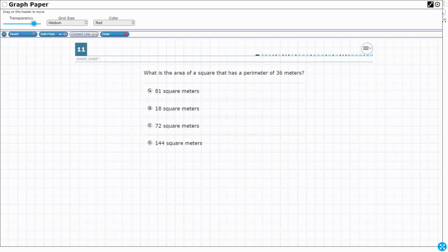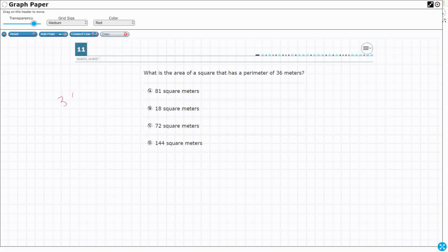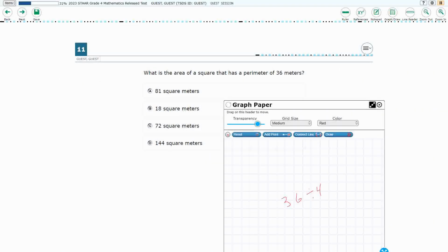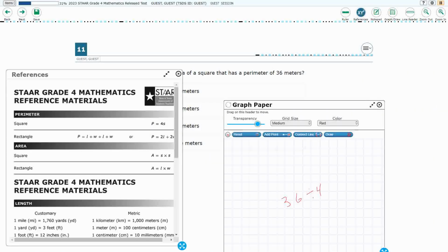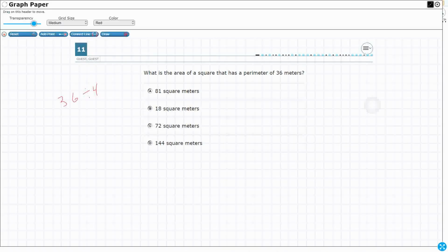So how can I draw a square that has 36 meters of perimeter? Well, I need to take my 36 meters of perimeter and divide that by 4. I know that because the perimeter of a square, see that very top, is 4 times s, right? So that's the first tricky thing here. If I've got 36 as my perimeter of a square, all 4 sides are equal, therefore I can divide it by 4 to find the side length. It's going to be 9.